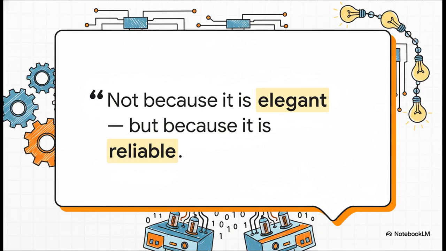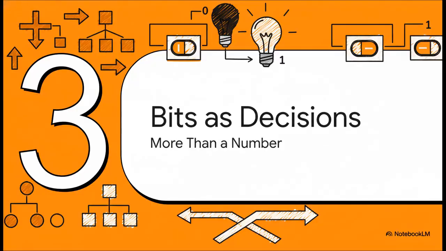We don't use binary because it's elegant or beautiful. We use it for one super practical reason, because it's reliable. It was the only way they could figure out how to build a machine that would actually work without constantly messing up. All right, so bits are reliable, we get it, but their power goes way deeper than that.